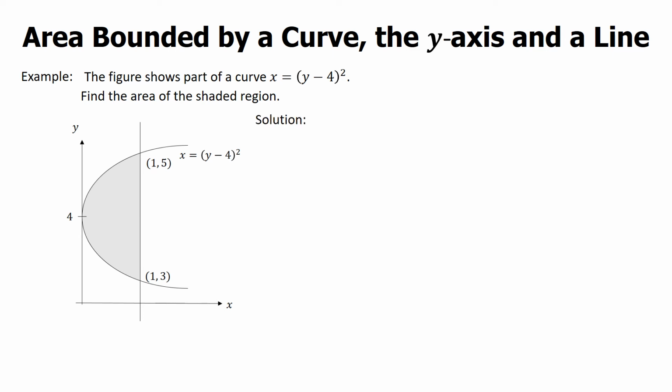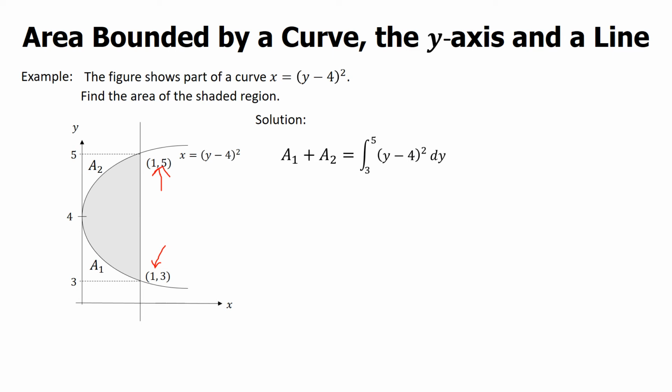Okay, here is the solution. It is given the coordinates of this point is (-1, 3). Therefore, the lower limit for this point will be 3. And given the coordinates of this point is (1, 5), so the upper limit for this point is 5. Then I label this white region as A1, and this white region is A2.